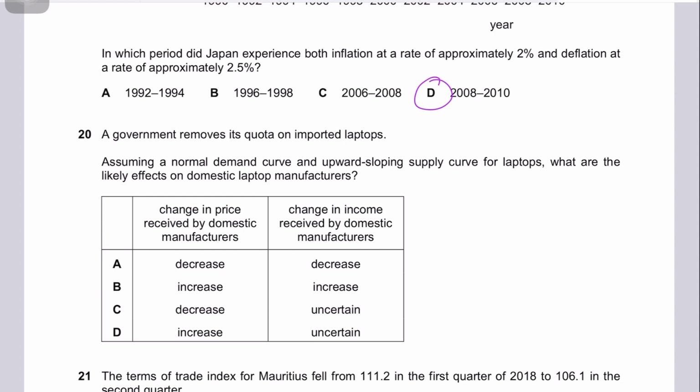And in fact, incomes for domestic producers should decrease as well, because when you remove the quotas, people will start importing more now, which will be a threat to domestic firms, and definitely it will reduce the incomes for domestic firms, because people will now switch back to imports. So A should be the correct answer. 20 should be A. Income is basically revenue for the domestic firms, right?